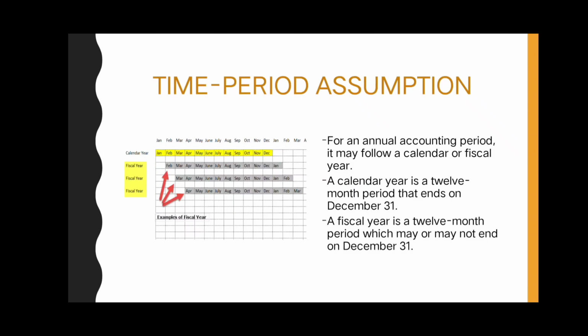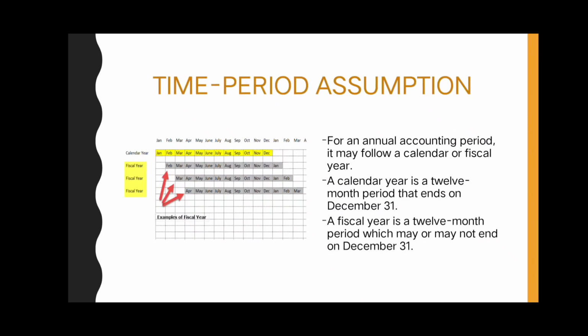And for an annual accounting period class, it may follow a calendar or fiscal year. A calendar year class is a 12-month period that ends on December 31. So, the financial statements class, yung mga transactions na nakalagay dito or nakarecord dito is from January 1 to December 31 of that year. While a fiscal year is also a 12-month period. Kasi nga, both of them naman is for annual accounting period. Meaning, 12 months sila pareho.